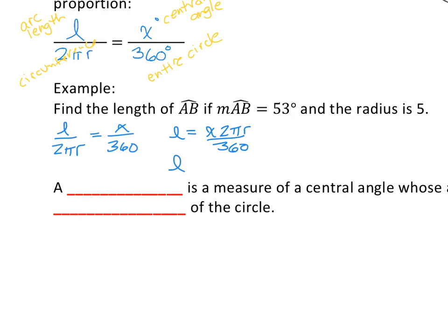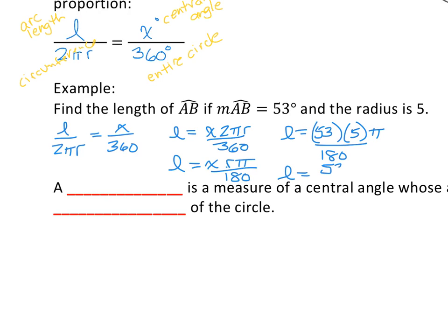And that 2 over 360 is going to give us x times the radius times pi over 180. So 2 over 360 reduces to 1 over 180. That's what we're going to be using. We'll substitute in now. So L equals the central angle 53 times the radius, which is 5, times pi over 180. I can simplify that. 5 over 180 is 1 over 36. So this reduces to 53 pi over 36. And that is an exact length. If you have pi in your answer, we consider that exact.